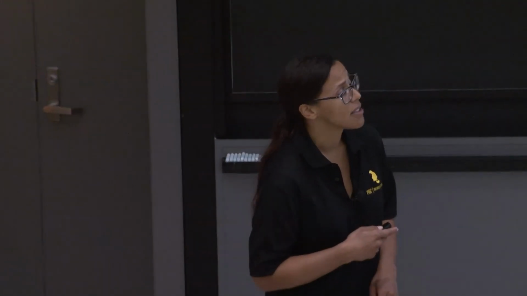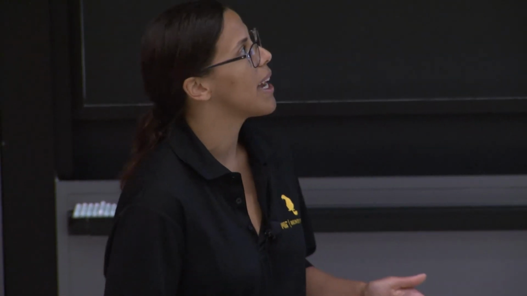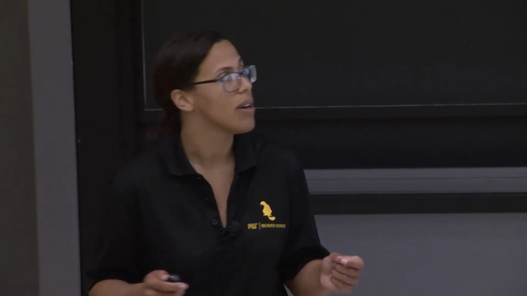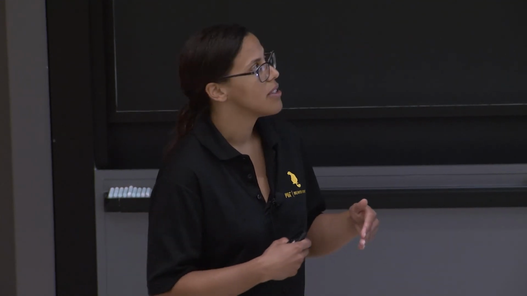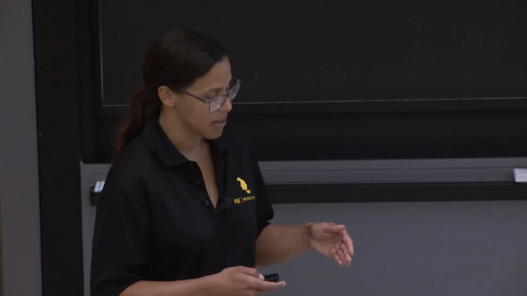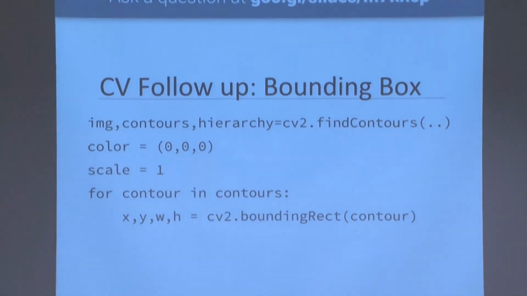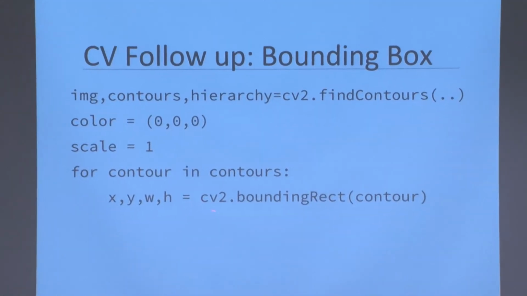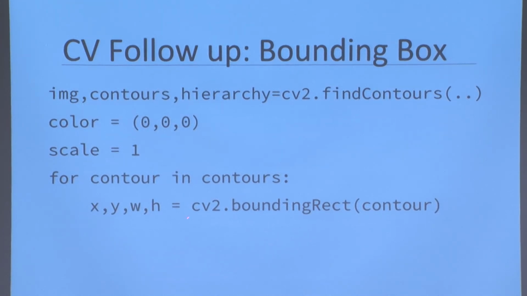And then suppose I want to draw a black bounding box around a contour. I'm going to do the same thing. I'm going to define the color as black. I'm going to make the scale be 1. And then contours is a list of different contours. So for each contour in contours, I'm going to get the bounding box of the contour calling this OpenCV function.